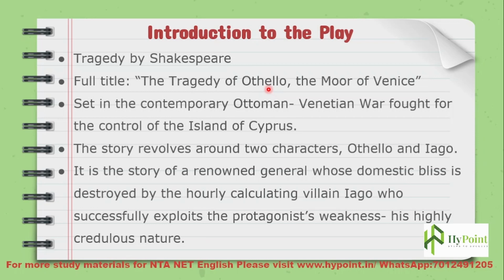If you're taking notes, then note down that the full title of Othello is The Tragedy of Othello, The Moor of Venice. Set in the contemporary Ottoman-Venetian War fought for the control of the island of Cyprus. So this is the historical event in the background, against which Shakespeare set the action of the play, the then contemporary Ottoman-Venetian War fought for the control of the island of Cyprus. So in that background, we can see that the play is moving.